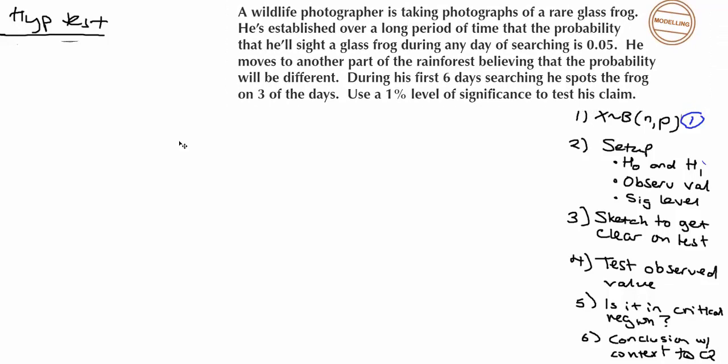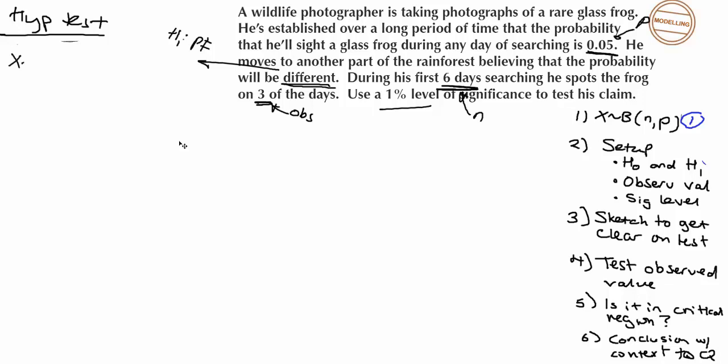Okay, a wildlife photographer taking photographs of a rare glass frog. He's established over a long period that the probability he'll sight a glass frog during any day is 0.05. That's our p. He moves to another part of the rainforest, believing that the probability will be different, not higher or lower, different. That means our H1 is where it's not equal. During the first 6 days, he spots it on 3 days. So 6 days, that's our n, the number of trials. And he spots it on 3 days, that's our observed. And it's a 1% significance.